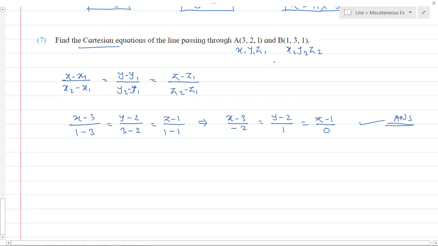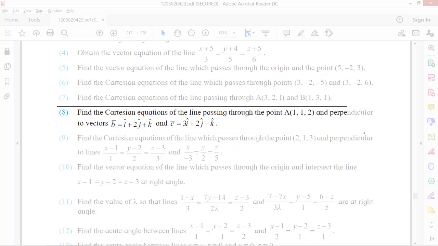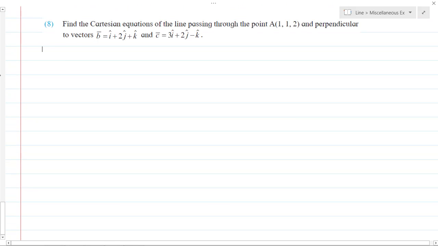Again and again I am telling you, we are just focusing on two things: the one point which our line is passing through, and the parallel vector. This is in terms of the direction ratios of that parallel. So the denominator is nothing but the direction ratio of my line. Let's see question number 8. This is a somewhat different question. The first 7 questions are very easy and directly formula based.